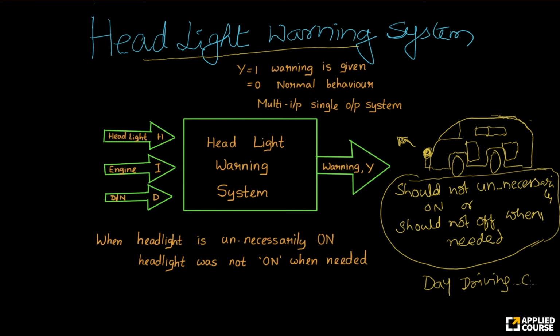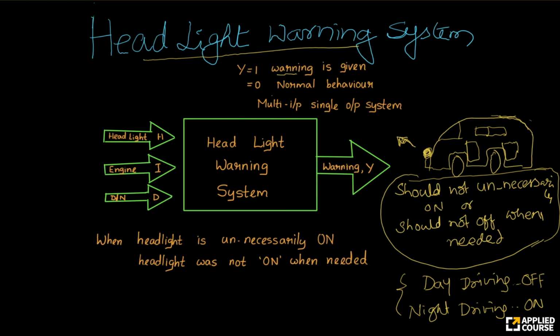Hence, the headlight should be off. When you are driving the vehicle at night, obviously the headlight has to be on. So, what is meant by warning? When anything is violating these requirements, a warning is to be given. To whom should it give the warning? Obviously, to the driver, and the driver will take appropriate action.